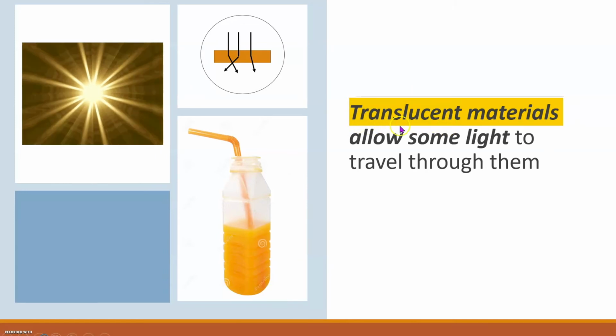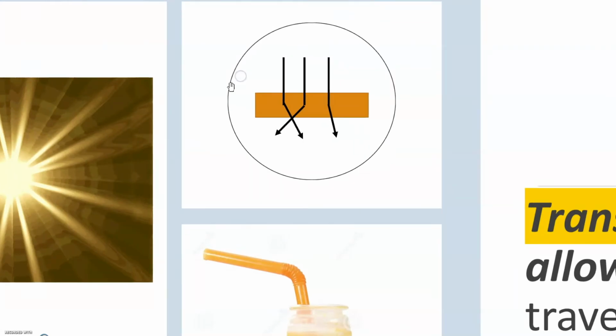Very good. So translucent materials allow some light to travel through them. Okay, so it says that it allows some, not all of it. Now let's see this one. This is the surface of a translucent material, and this is again the light rays. So when the light rays hit the surface of a translucent material, it is not directly transmitted. Some lights are still transmitted but not directly. Just some of it.